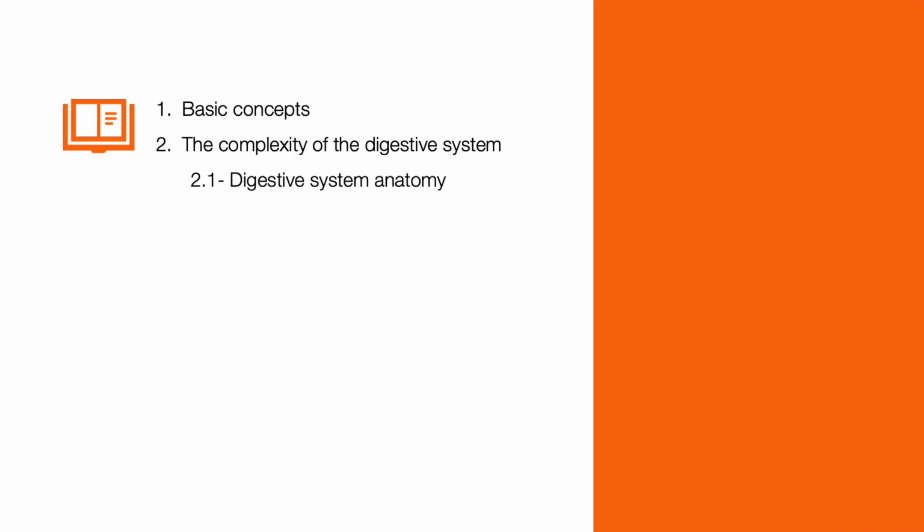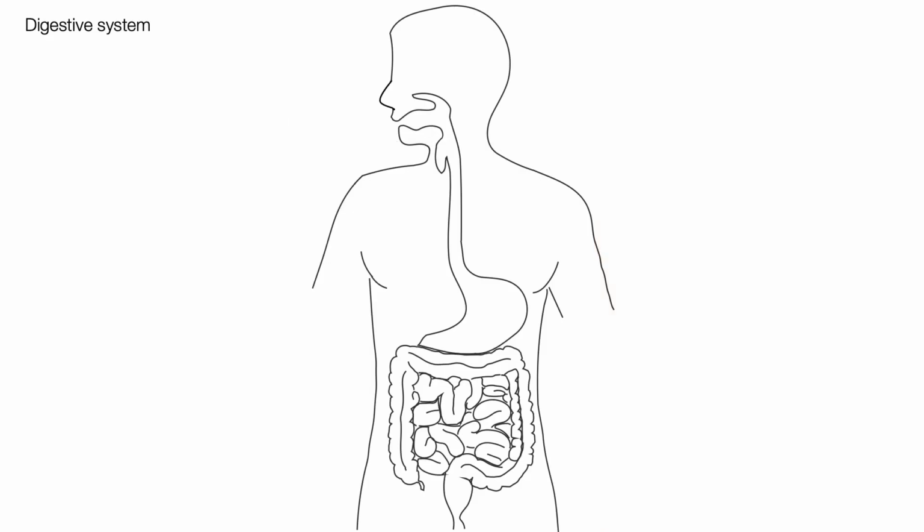In this video, we are going to talk about the complexity of the digestive system and, in particular, its anatomy. The digestive system is made up of the gastrointestinal tract, or digestive tract, which consists of a series of organs joined in a tube. The gastrointestinal tract begins in the oral cavity.